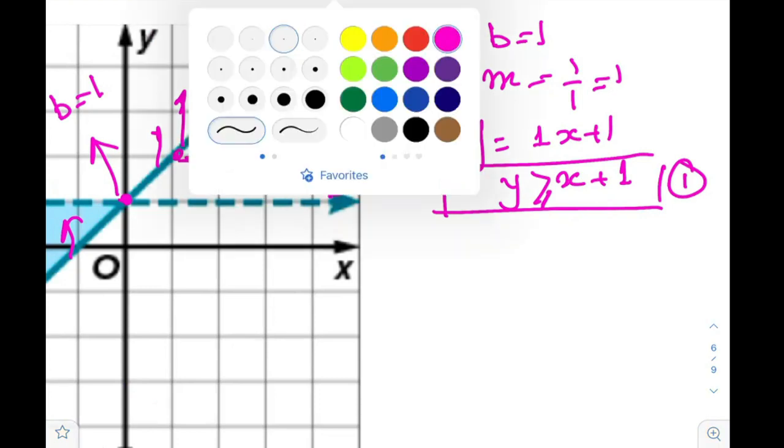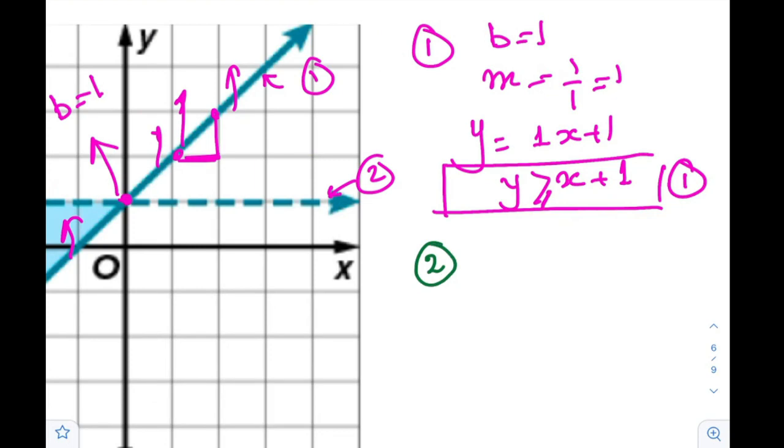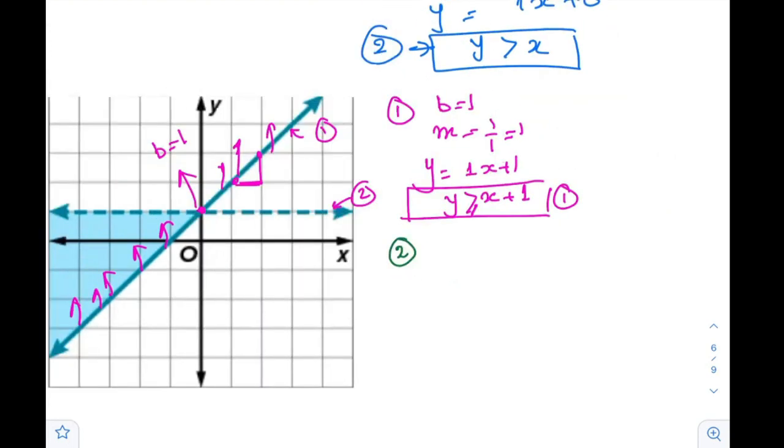Going to inequality number 2. It's this line, a horizontal line, meaning slope 0, a horizontal line passing through the 1, so it is simply y is 1. Or you can say, if it doesn't come to your mind, it's 0x plus 1, 0 because the slope is 0, which is 1, as we have expected.